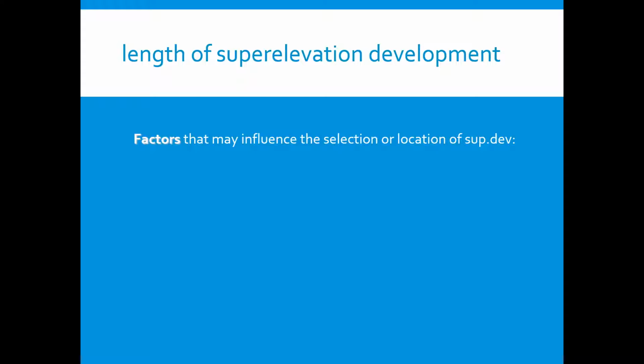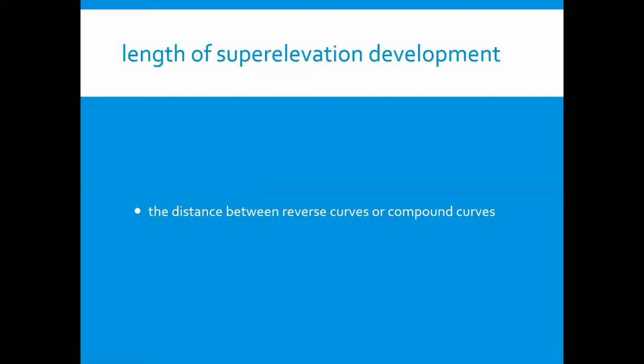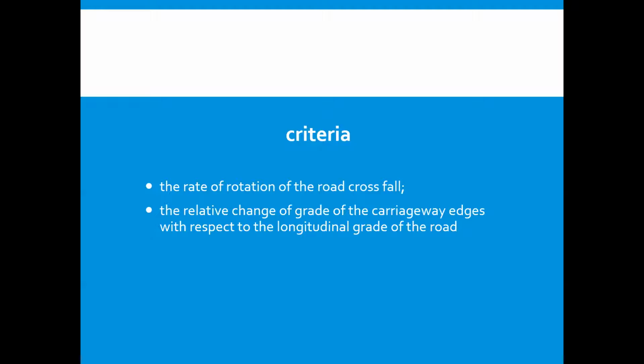Factors that may influence the selection or location of superelevation development lengths include the presence of the structures, the minimum grade required for use of curbs and channels, and a distance between reverse curves and compound curves. The two criteria used to determine the minimum superelevation development lengths are the rate of rotation of road crossfall and a relative change of grade of the carriageway edges with respect to the longitudinal grade of the road.